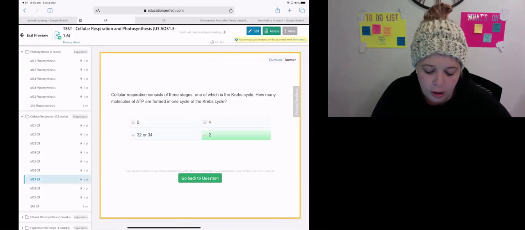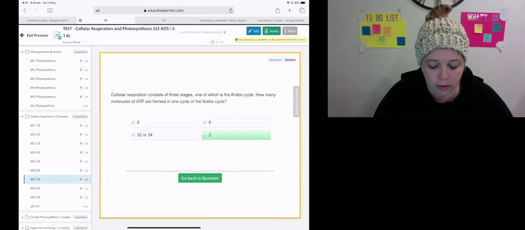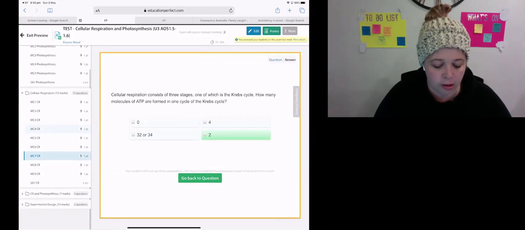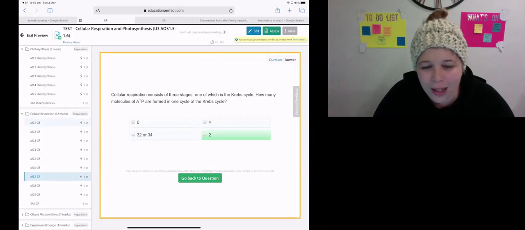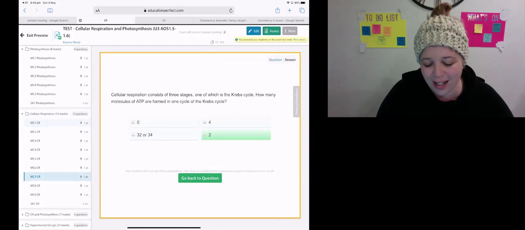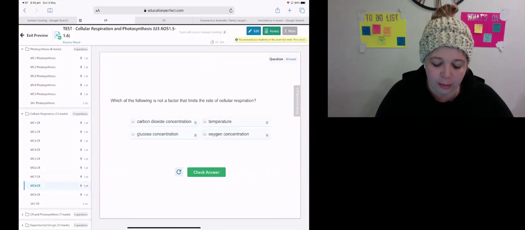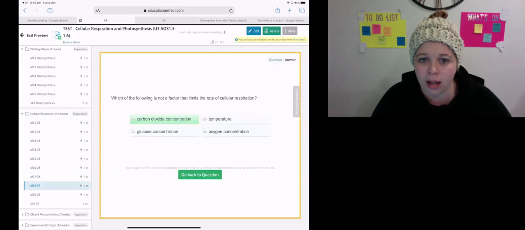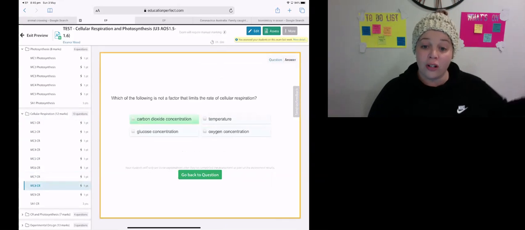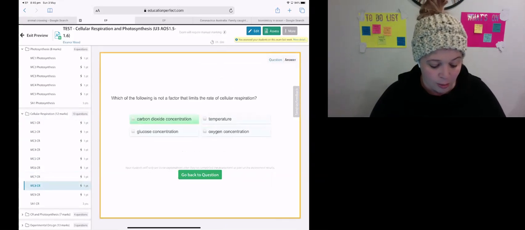Cellular respiration has 3 stages, one of which is the Krebs cycle. How many molecules in the Krebs cycle? Everything's always 2 unless you're in the ETC. Nice and easy. Which one is not a factor that limits carbon dioxide? Okay, it limits photosynthesis, but it doesn't limit cellular respiration.